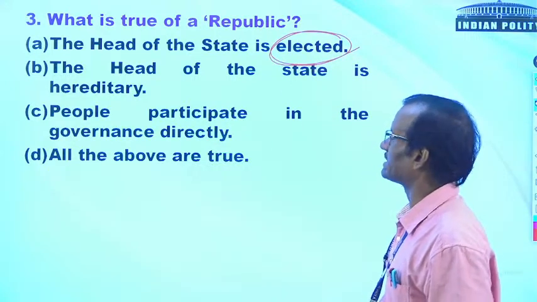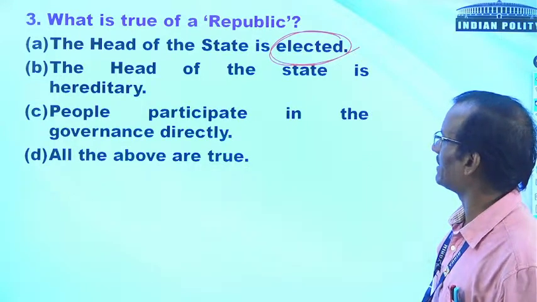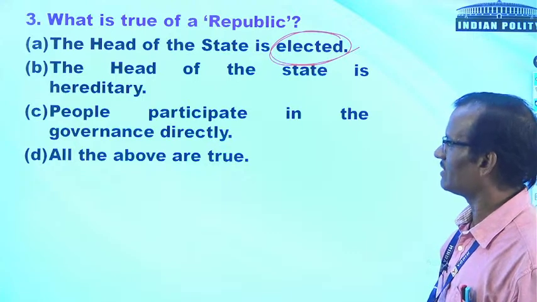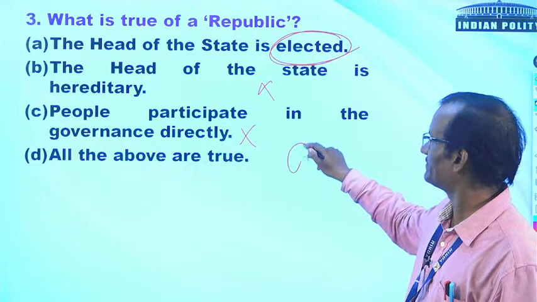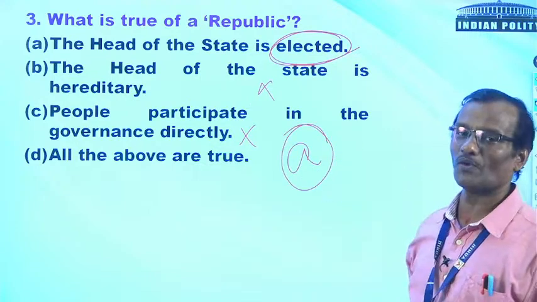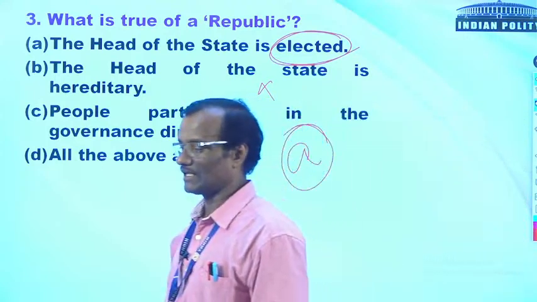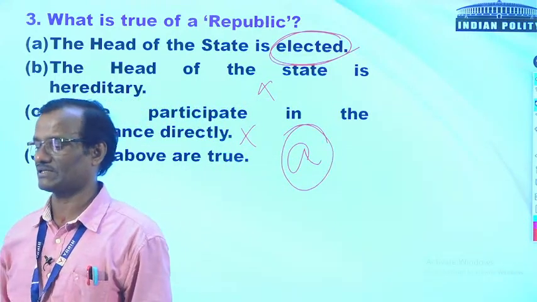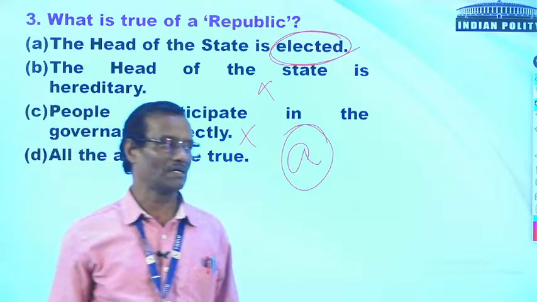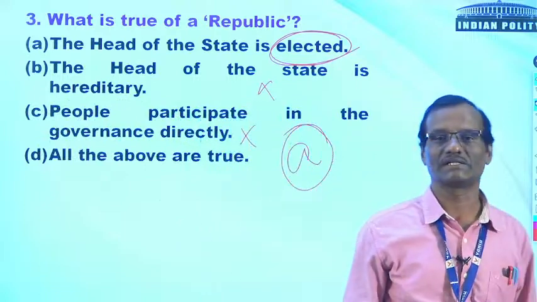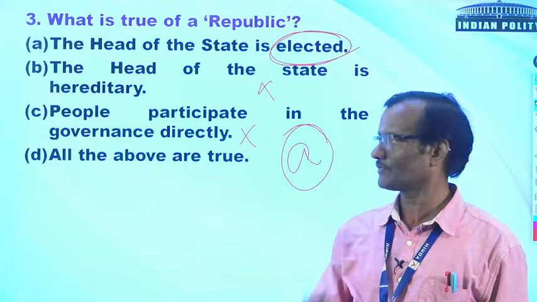The head of the state is hereditary? No. People participate in the governance directly. It cannot be, because it is not a direct democracy, so answer is A. But it's true of Indian Republic. True of Republic is that the head of the state is elected, yes, and people participate in the government through their representatives. Popular participation in the government.